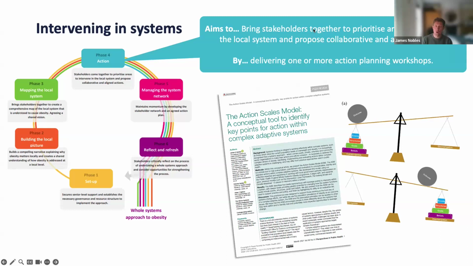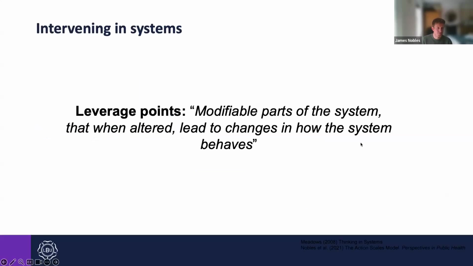So the fourth phase is all about action and action planning and bringing those stakeholders together to try and identify where within that complexity of the problem they could intervene. And one of the tools that we use and promote within this phase is the action scales model. It's formed on the premise of leverage points and the ability to identify these leverage points within the complex systems that we are interested in.